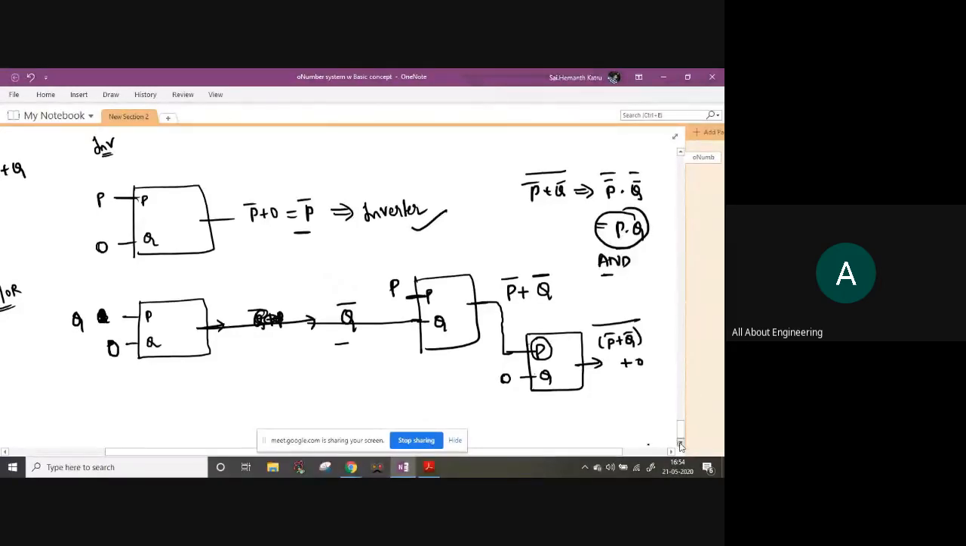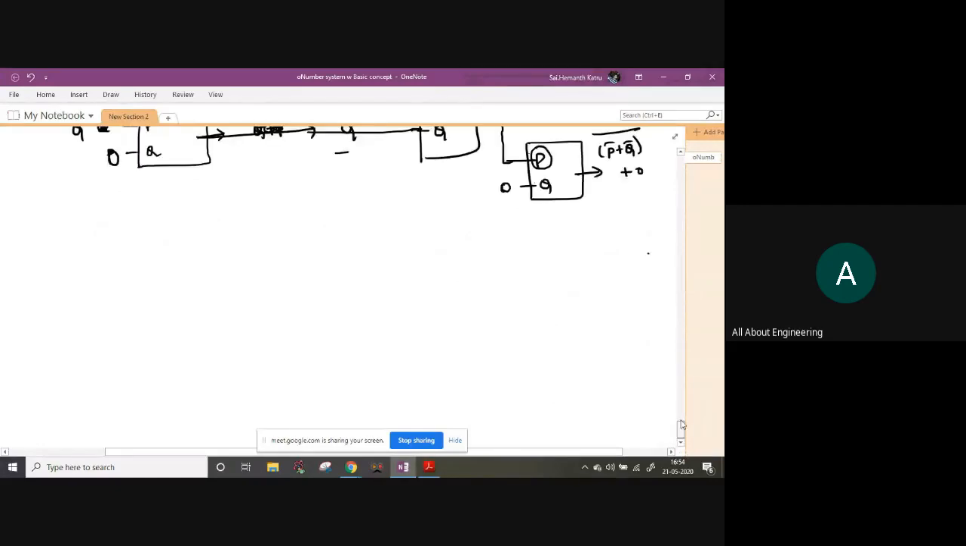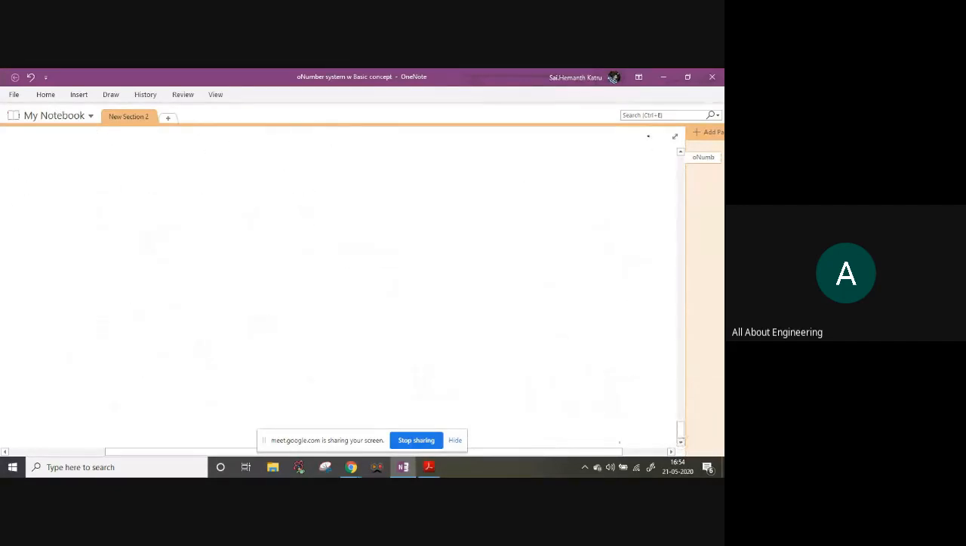Now our task is to design the OR gate. Let's see whether we can succeed or not. So you got it, right? We are done with the inverter. We are done with AND. Now it's our task to design the OR gate. Now let's check again. All you have to do is think about this: how to convert this p bar plus q into p plus q.